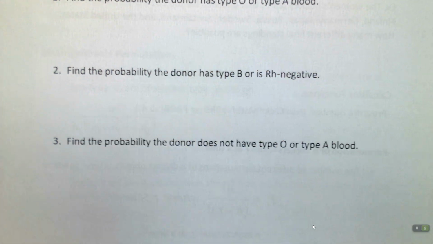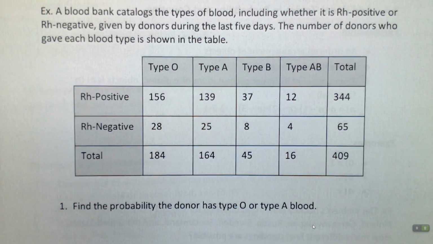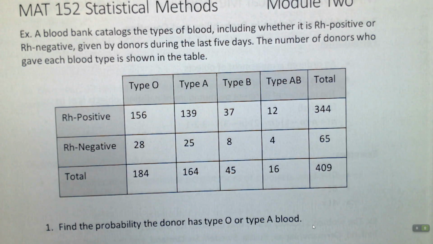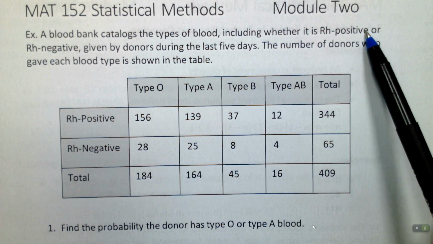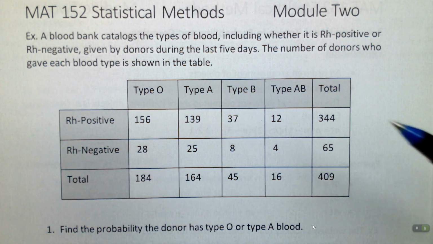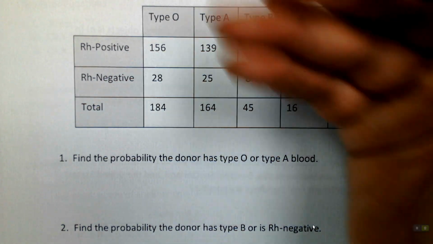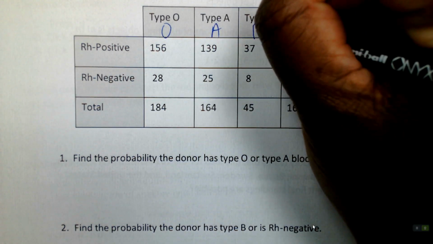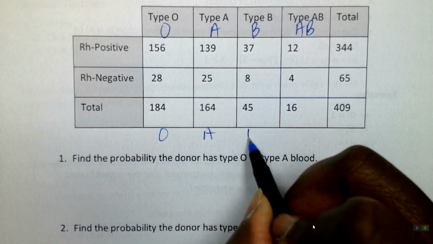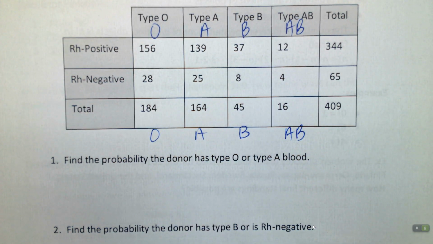Alright, so let's look at it in the aspect of a chart. A blood bank catalogs the types of blood, including whether it is Rh positive or Rh negative, given by donors during the first 5 days. The number of donors who gave each blood type is shown in the table. Okay, so I'm just going to write these so we can see them, whether I shift my paper or not.